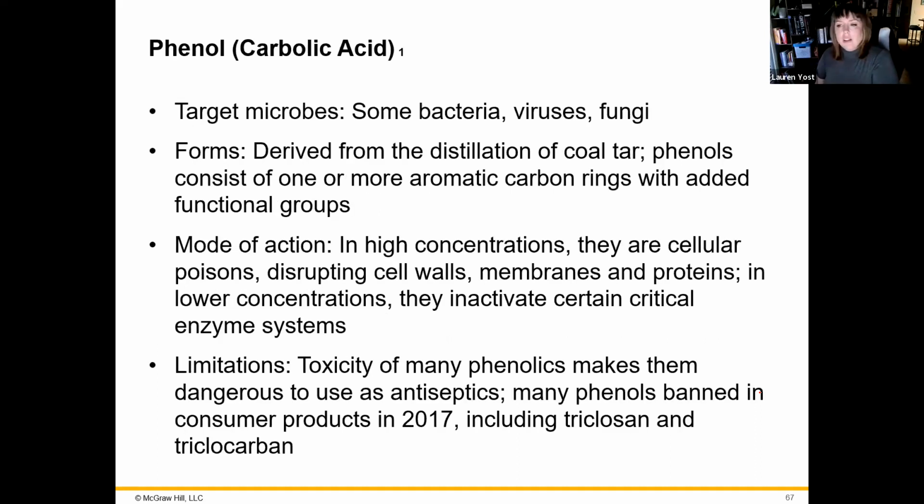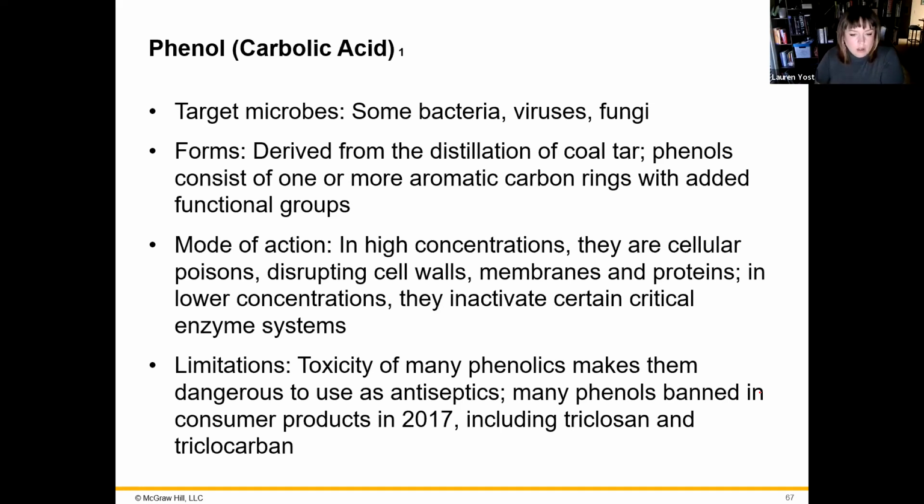All right, carbolic acid. Carbolic acid, also known as phenol. This is the stuff that, whenever we were doing acid fast stains, smells like Chloraseptic. So Chloraseptic throat spray, this is phenol. I like the smell of it. So this will target some bacteria, viruses, and fungi. Not everything's going to get killed by this necessarily. It's derived from distillation of coal tar and has certain aromatic rings associated with how it will function. Basically, in high concentrations, they will disrupt cell walls and membranes and proteins. In lower concentrations, they inactivate enzymes and systems in general.